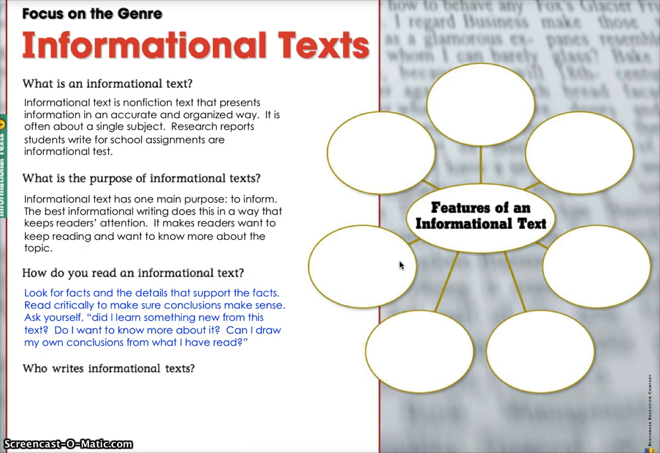Finally, who writes informational text? Okay, why don't you pause the video, jot down an answer, and then restart the video, check and see if our answers line up.